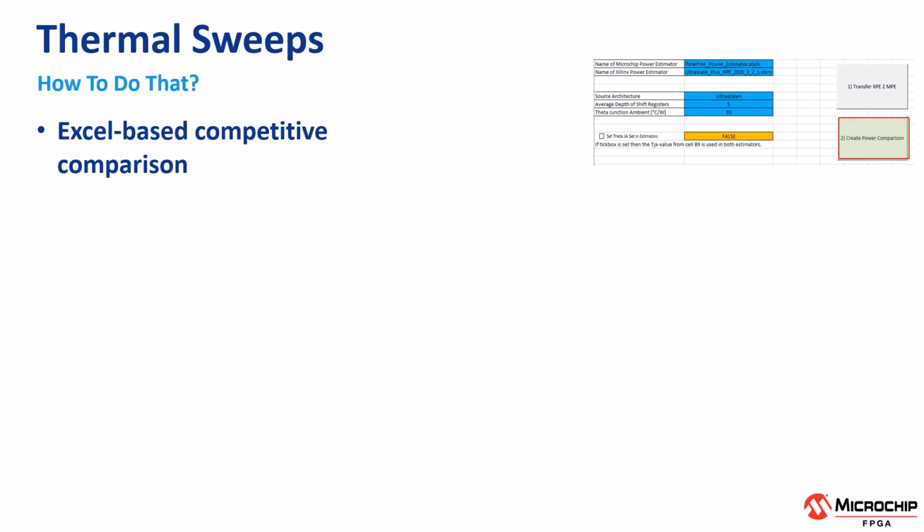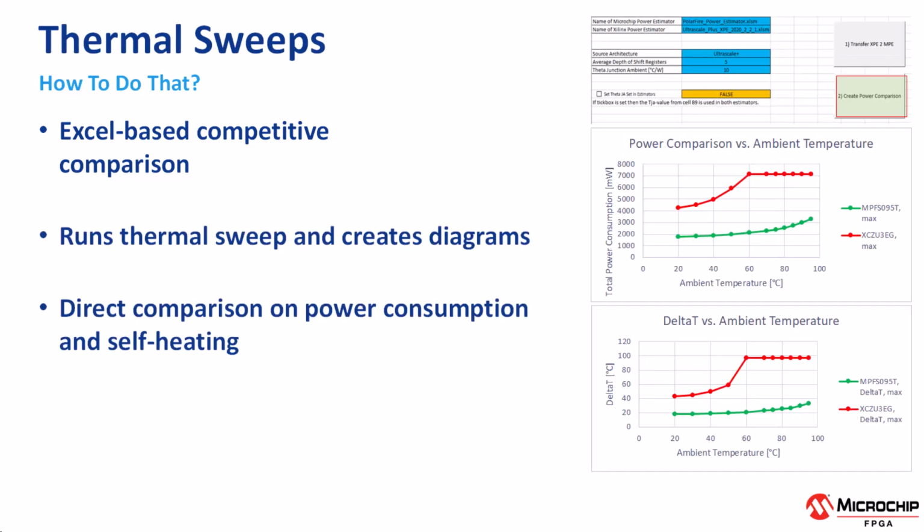So how do you do thermal sweeps? You can do them manually and record the data, or you can use a macro that's available from the Microchip FPGA BU business development team. The macro takes the data from the Microchip Power Estimator and the Xilinx Power Estimator and runs a thermal sweep on the devices to provide direct comparison of power consumption and device self-heating.